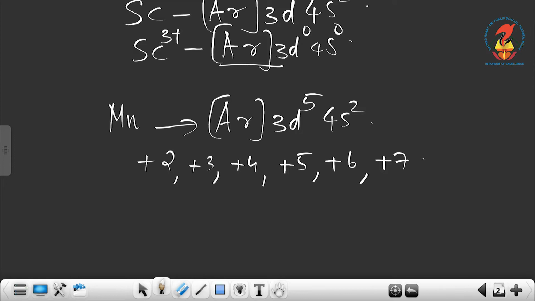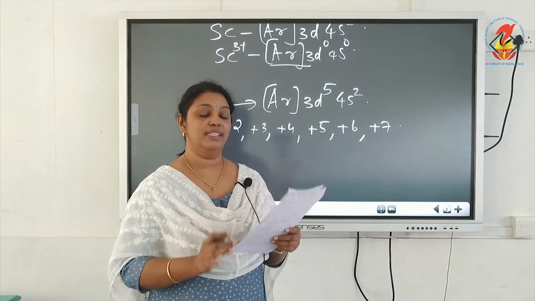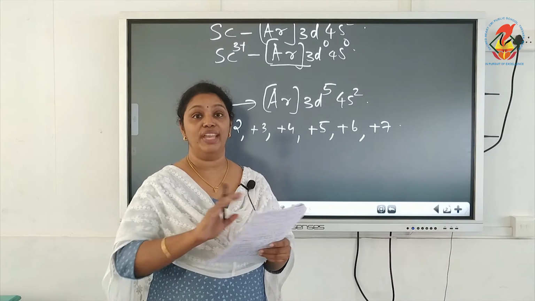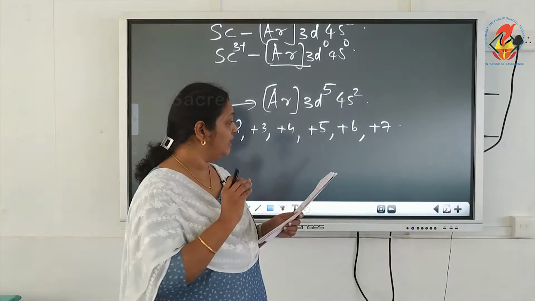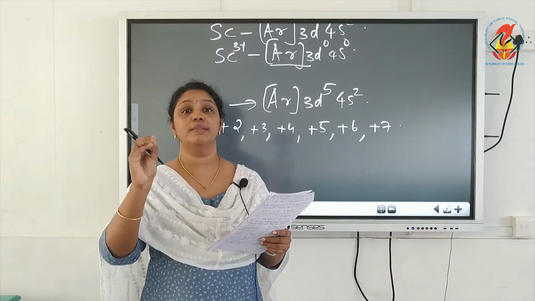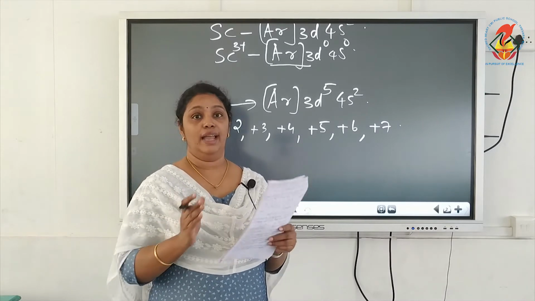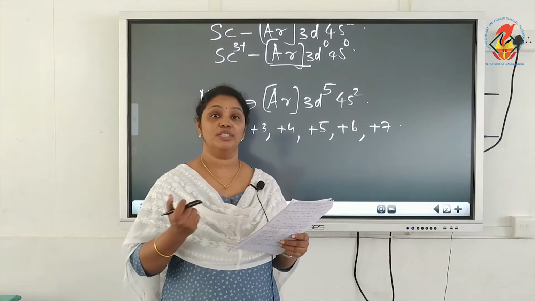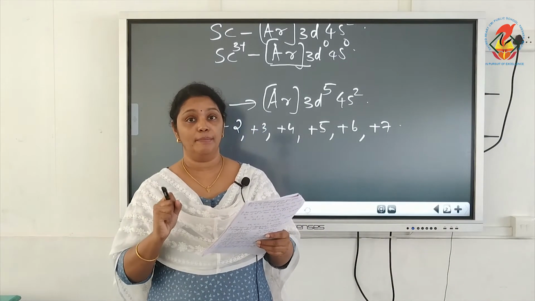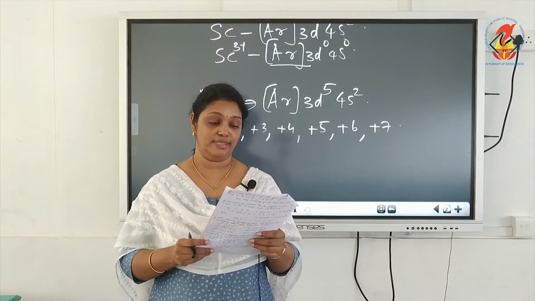This means all the 7 electrons, that is 5 electrons from 3d and 2 electrons from 4s, can participate in bonding. So, it can show the maximum number of oxidation states, and it is manganese which shows the highest possible oxidation state, that is +7. Now, why can elements in the middle of the series exhibit a maximum number of oxidation states? Because of the availability of the maximum number of unpaired n-1d and ns electrons.